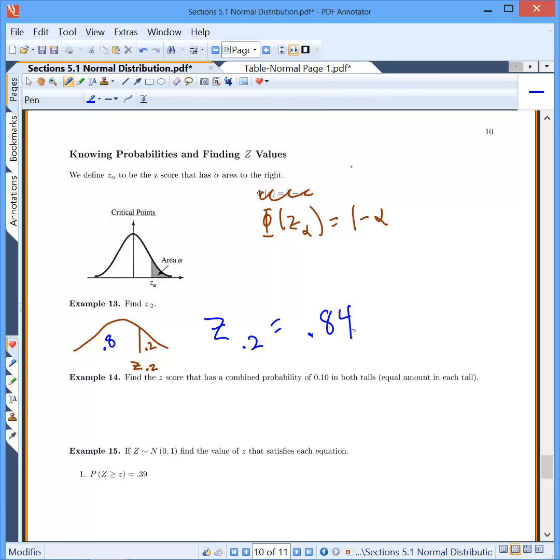And that's it. For the next example, find the z-score that has a combined probability of 0.10 in both tails. So that means I have this tail and this tail. If I have 0.10 in both tails, then each tail actually only gets 0.05. And I am looking for the z-value. This would be positive z, this would be negative z.